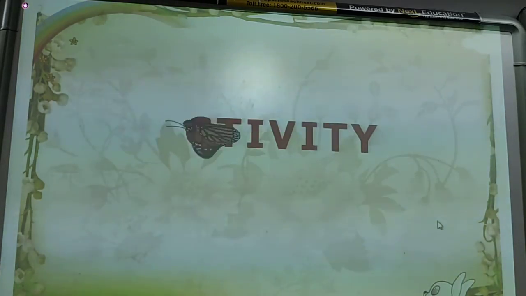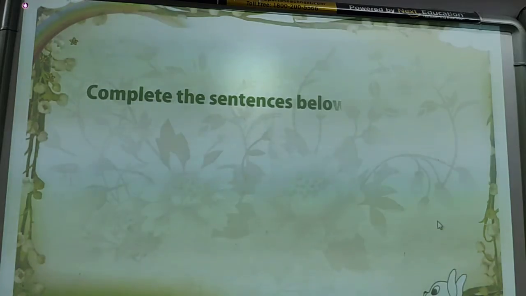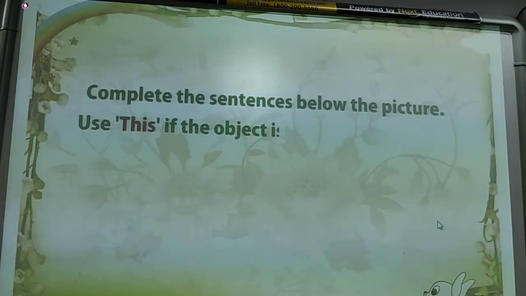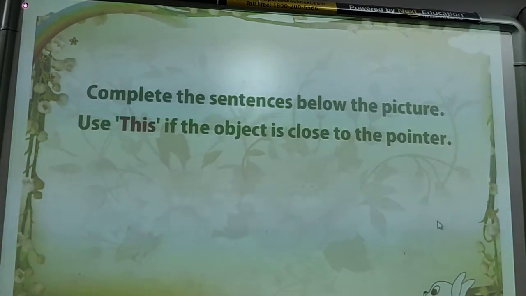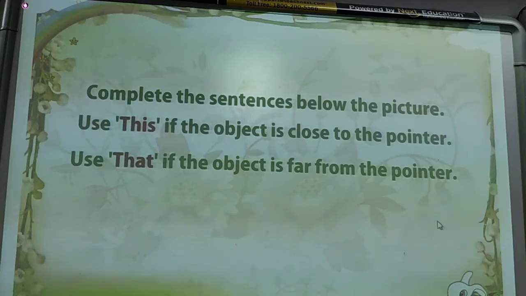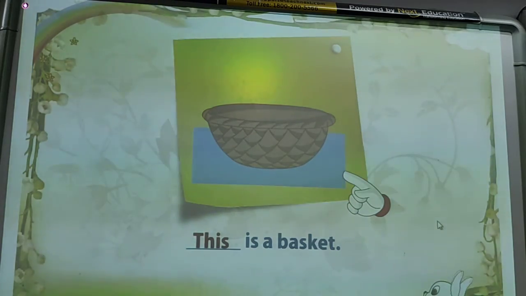Let us do an activity. Here are some pictures. Let us complete the sentences below the picture. Use this if the object is close to the pointer. Use that if the object is far from the pointer. Ready, rainbow? Begin. Dash is a basket. The basket is close to the pointer. This is a basket.